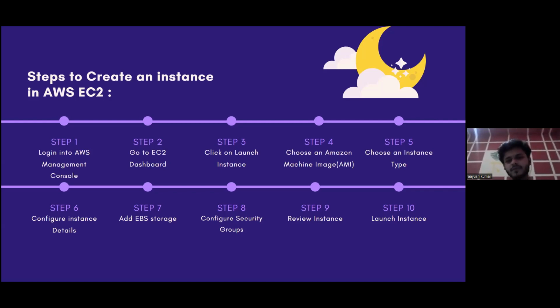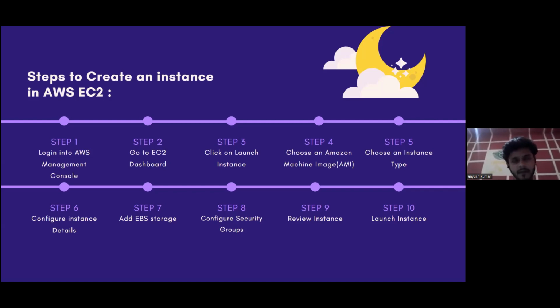From there, we will choose the Amazon machine image. An Amazon machine image is a pre-configured instance configuration, and there are multiple AMIs, so we can choose any specific AMI according to our need. Now there are multiple instance types, and then we will configure an instance. We will give its name and some other details as well. Then we will add the EBS storage. EBS is also one of the services that AWS provides.